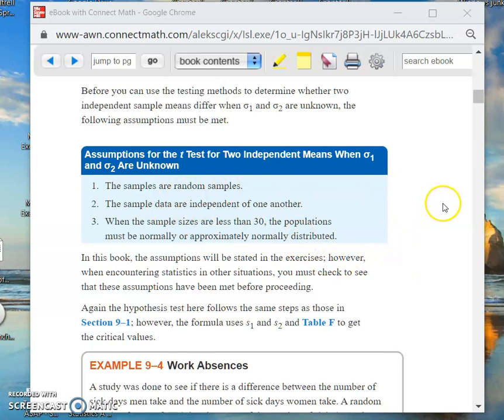These are the assumptions, otherwise known as the requirements. This is what must be true. The samples are random. Sample data have to be independent. If they're not independent, that's when we go to the next section, section 9-3. But for this section, the sample data has to be independent. And then here are the requirements we've seen before about sample sizes. If the sample sizes are less than 30, a small sample size, that's okay, but the populations must be normally or approximately normally distributed. If it's more than 30, then that requirement is not in place.